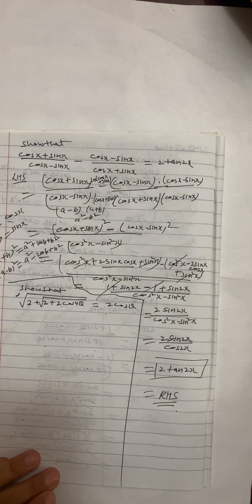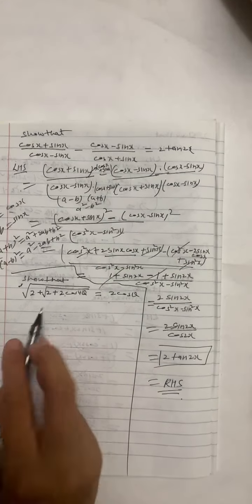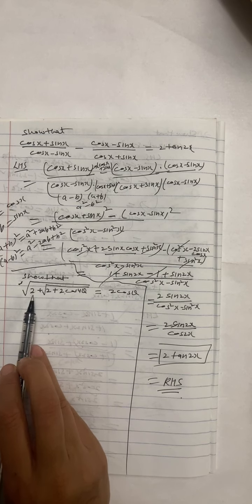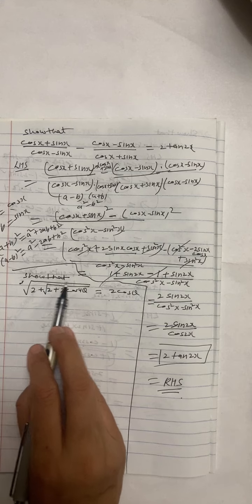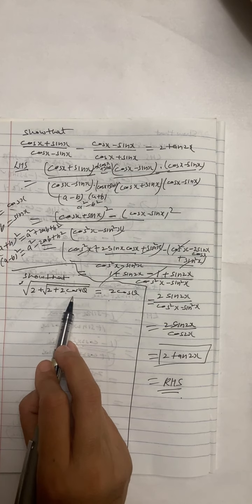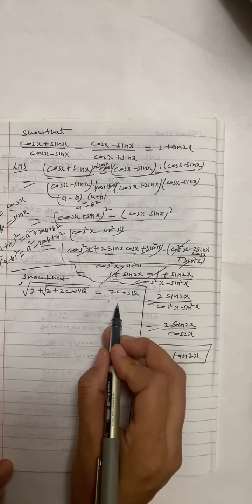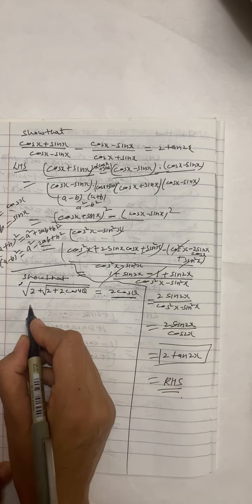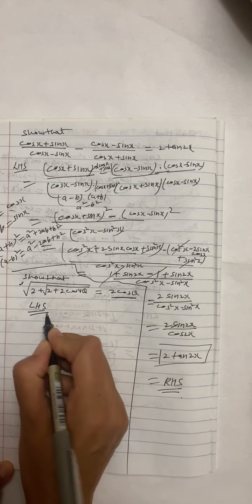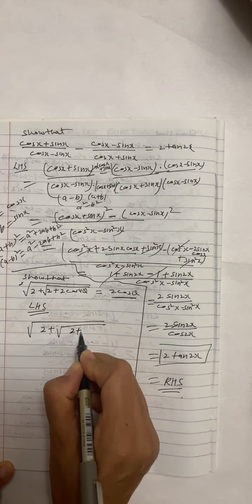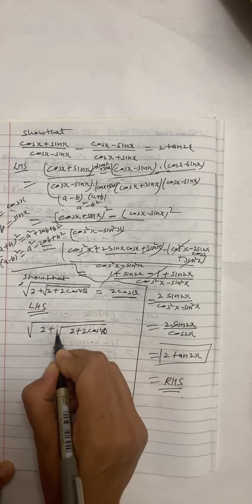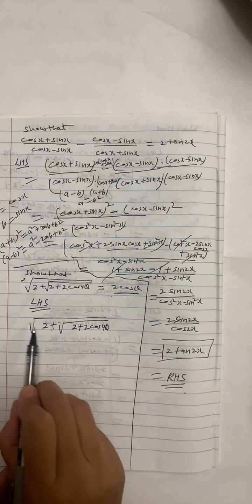Okay. So the last question which I'm going to do here is we have to show that the square root of 2 plus the square root of 2 plus 2 cos 4 theta is equal to 2 cos theta. So let's start with the left hand side. Let's copy it down carefully. So 2 plus the square root of 2 plus 2 cos 4 theta, and then we have a square root around both of them.